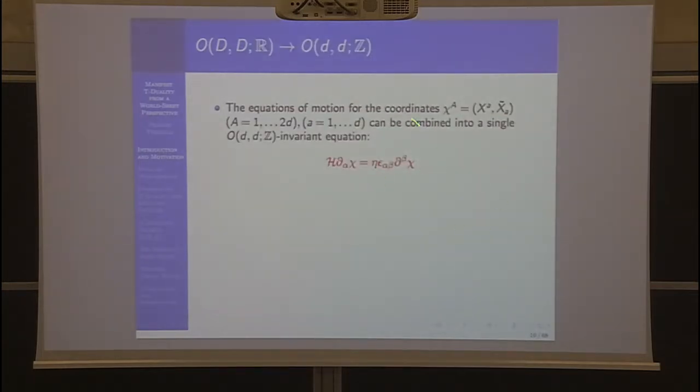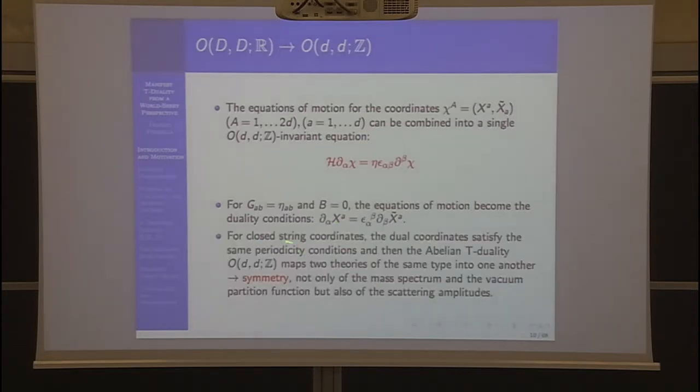If we consider a double vector in this way, collecting the ordinary coordinates and the dual ones, the equations of motion can be combined into a single O(D,D;Z) invariant equation. In particular, this equation for G equal to eta and B equal to zero represents the usual duality condition between X^a and X tilde a. For closed string coordinates, the dual coordinates satisfy the same periodicity condition, and then abelian T-duality actually maps two theories of the same type into one another. So this becomes a symmetry, and it is a symmetry not only of the mass spectrum and the vacuum partition function, but also of the scattering amplitudes.